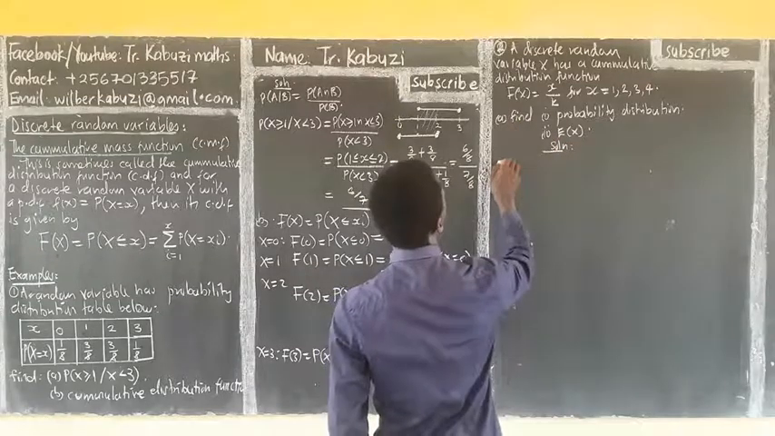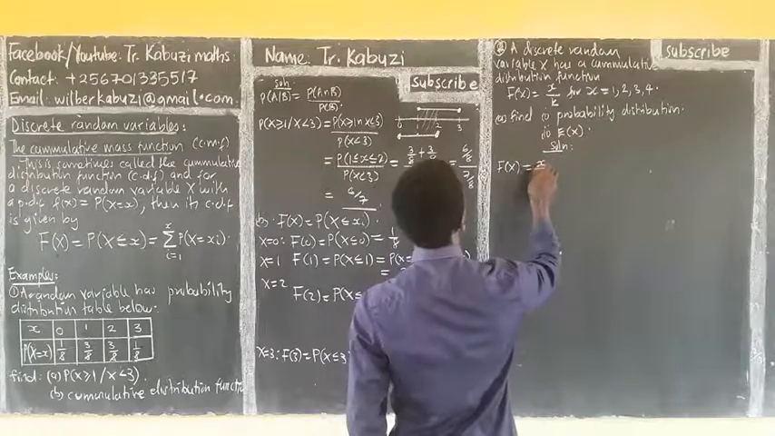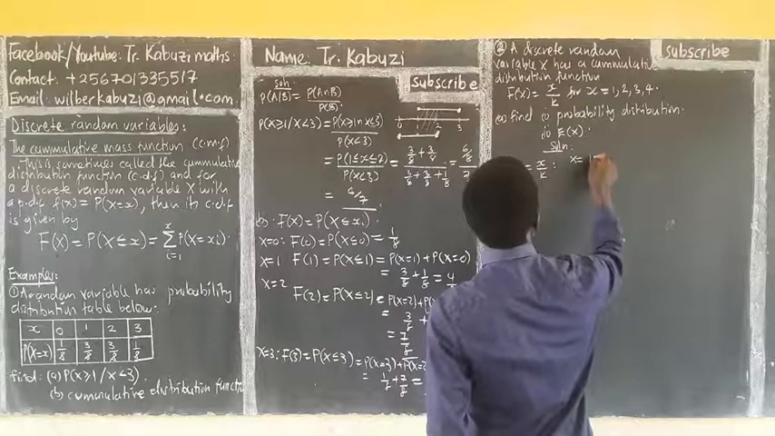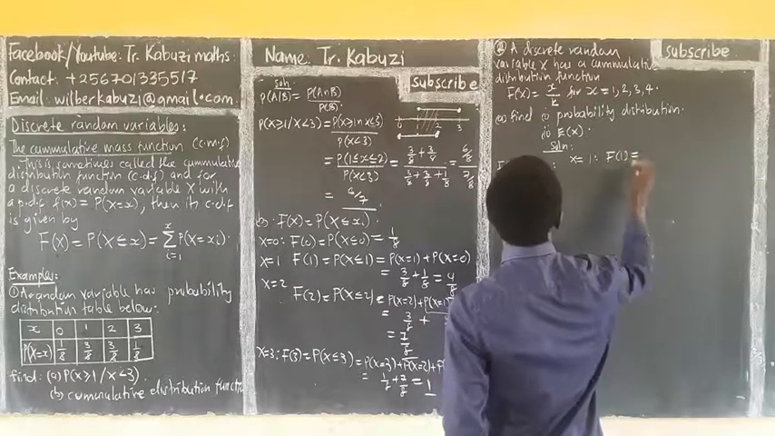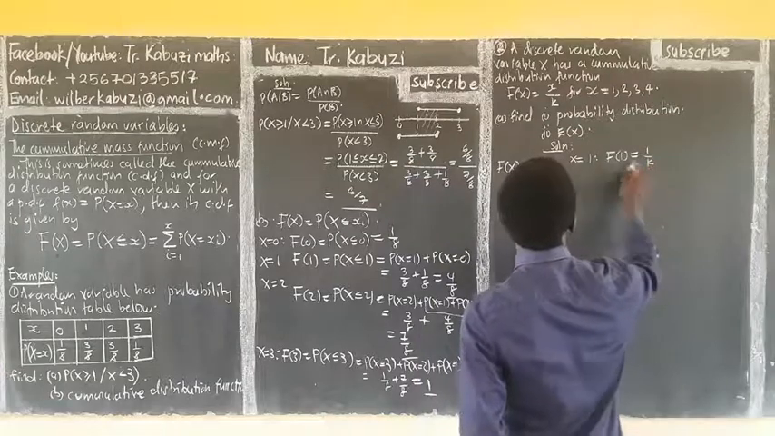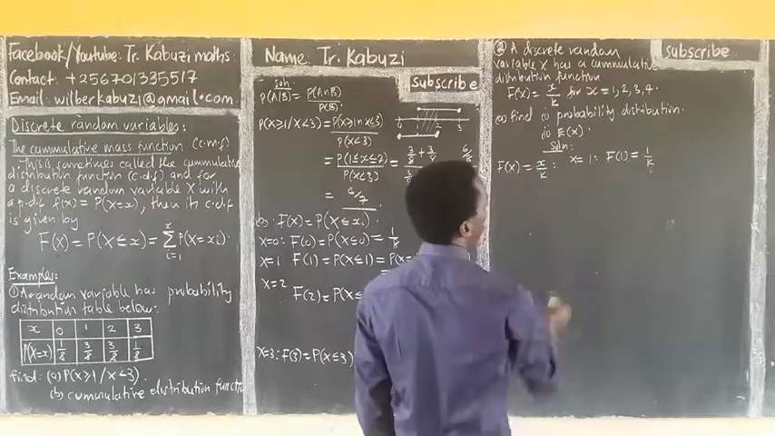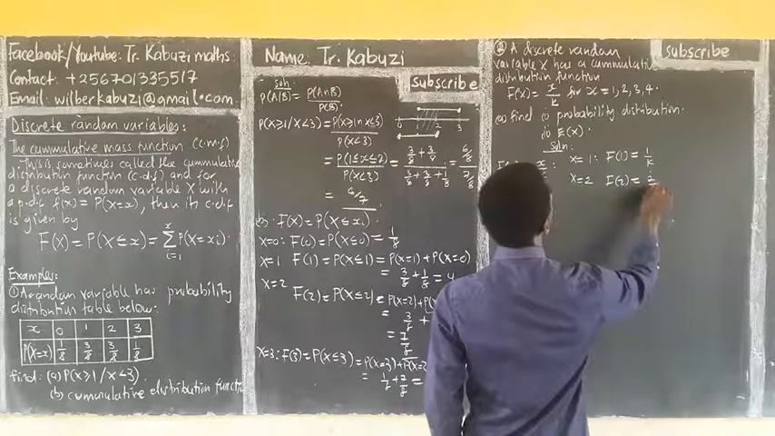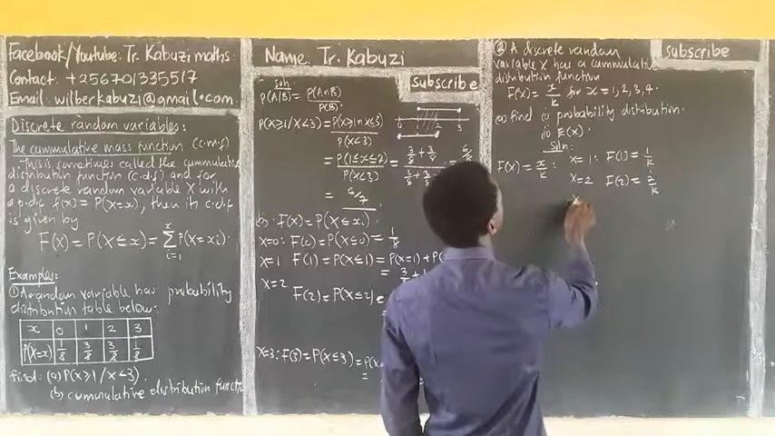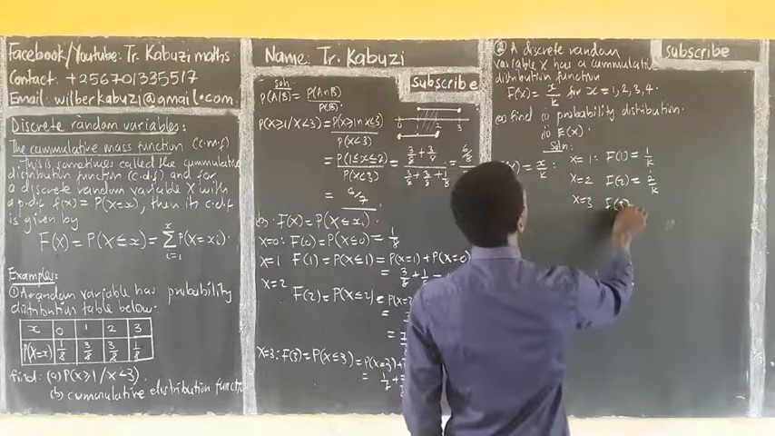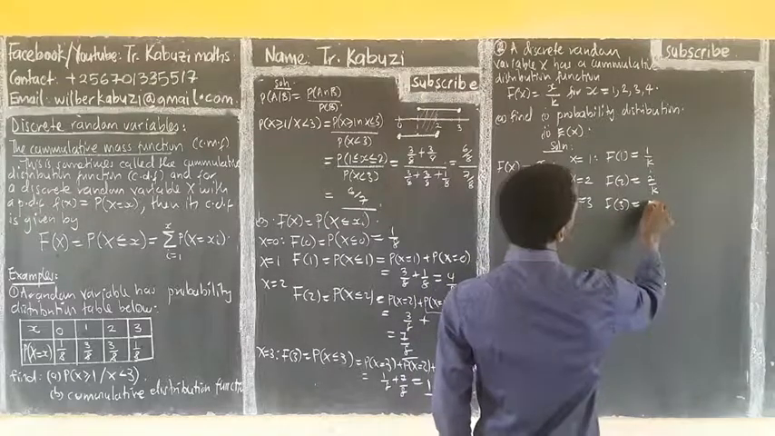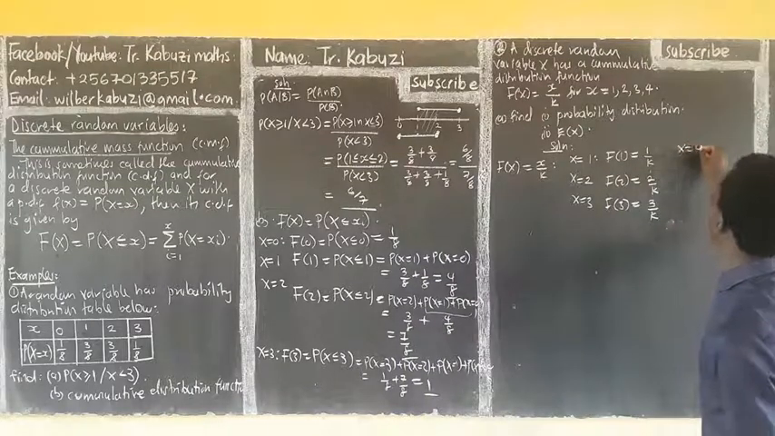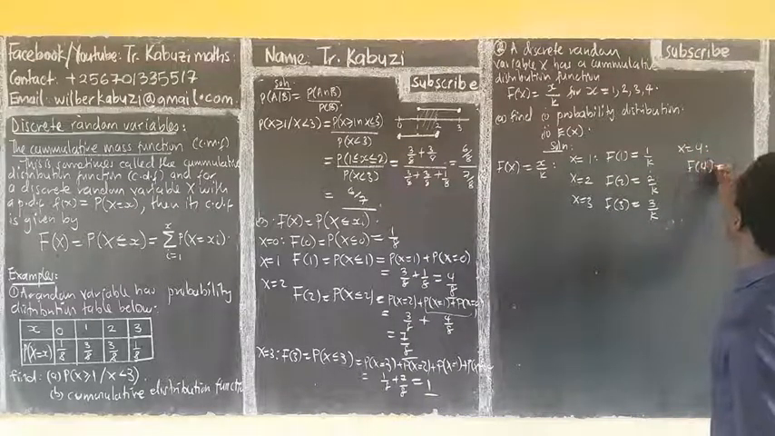Now, it means that my f of x, first of all, is equal to x over k. Meaning that now, when x is 1, I'm going to have f of 1, which will be 1 over k, in the place where I put it here. Okay. So when x is 2, now my f of 2 will be 2 over k. When x is 3, I have my f of 3, which will be 3 over k. And then when my x is 4, I'll have my f of 4 equal to 4 over k.